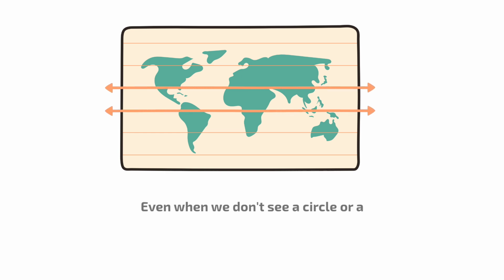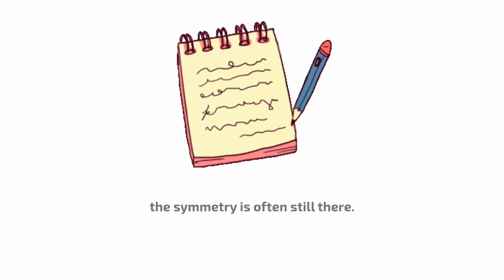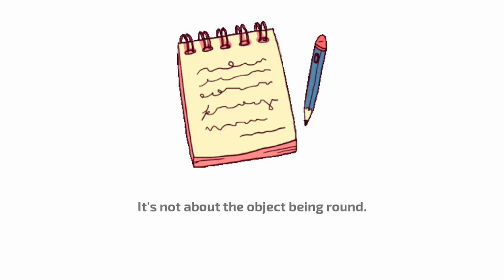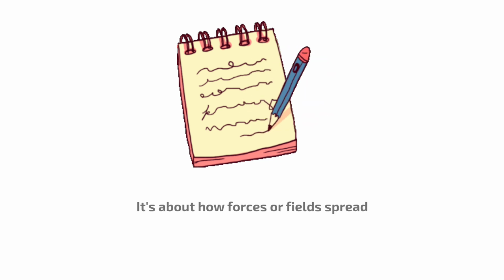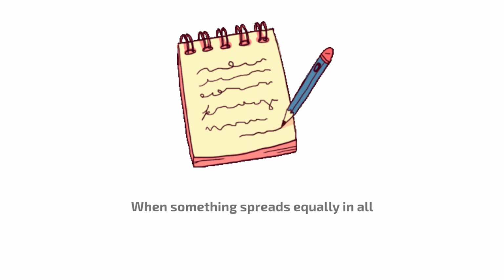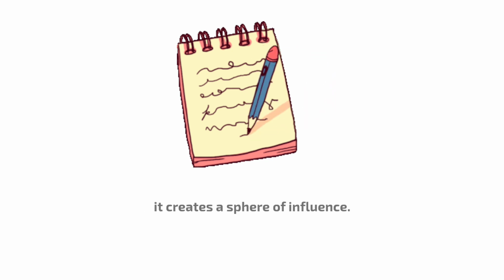Even when we don't see a circle or a sphere, the symmetry is often still there, under the surface. It's not about the object being round, it's about how forces or fields spread out into space. When something spreads equally in all directions, it creates a sphere of influence. That's why pi shows up, even when it looks like there is no circle in sight.